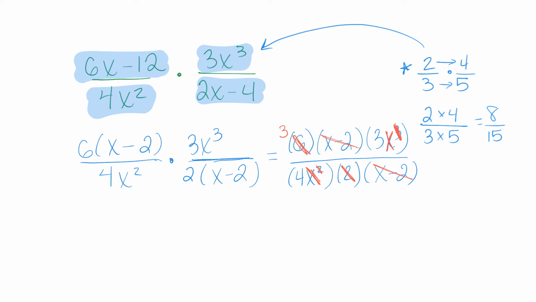So, what does that leave me? In the top, I have 3 times 3 and an x. So I have 9x. And in the denominator, there's a 4. So there's our simplified, multiplied rational expression.